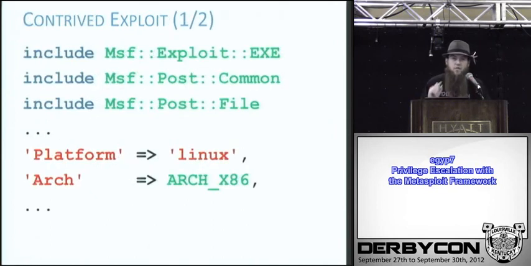So here's, for our previous contrived example, our contrived exploit. I just talked about the exploit mixins and the post mixins, so we include the things we need. We set the platform to be Linux and the architecture to be x86. This is exactly the way normal remote exploits work. They do all of the same stuff.